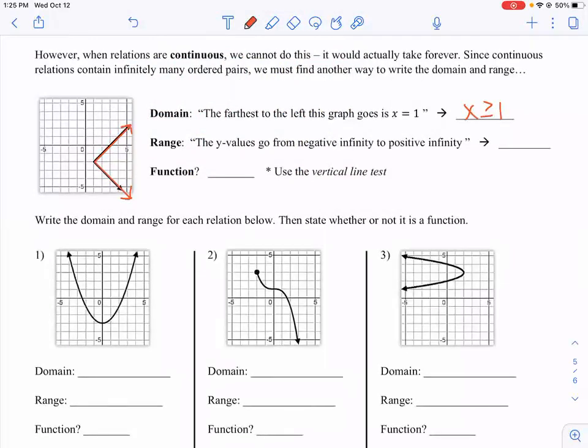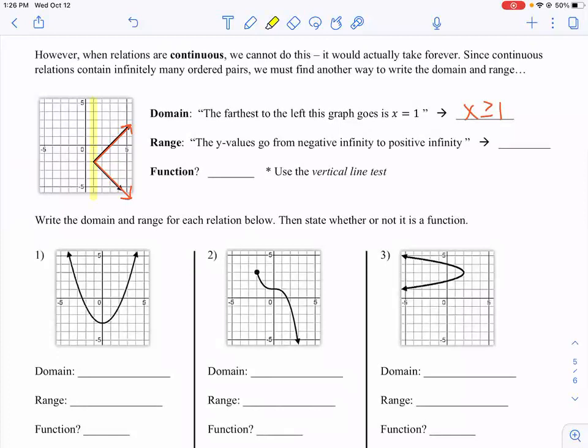Okay. Maybe it would help for you to draw really lightly, like, oh, it's not going past this part right here. We're only to the right of it, so 1 and above.